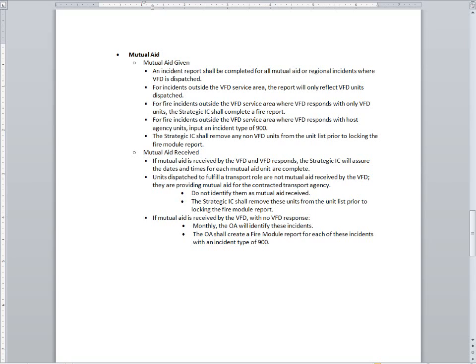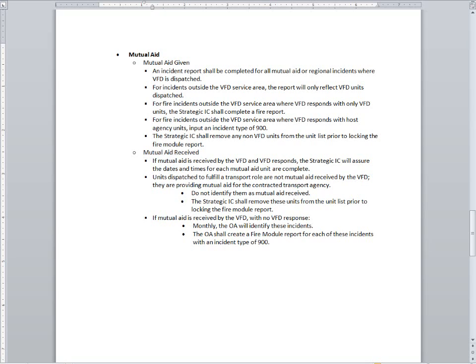So those are really the definitions. Some of the confusion of this in our response area in particular comes in because we also have an ambulance transport contract with AMR to provide ambulance transport services. They have separate mutual aid and automatic aid agreements with the other transport agencies within Clark County, Camas and North Country.